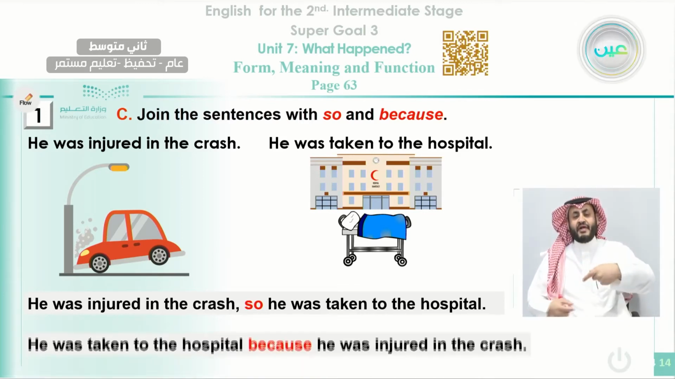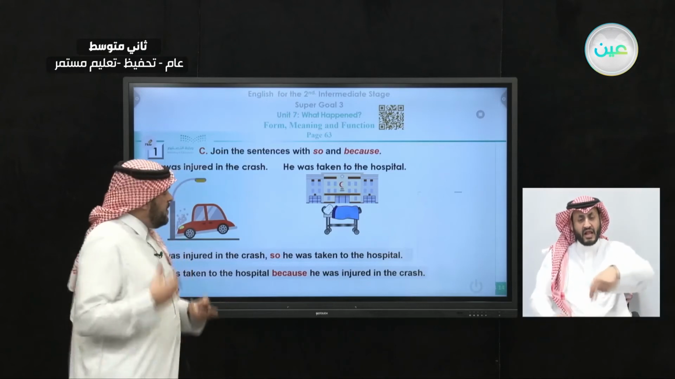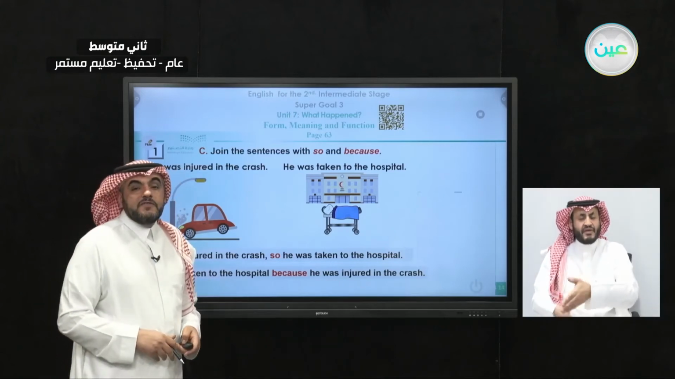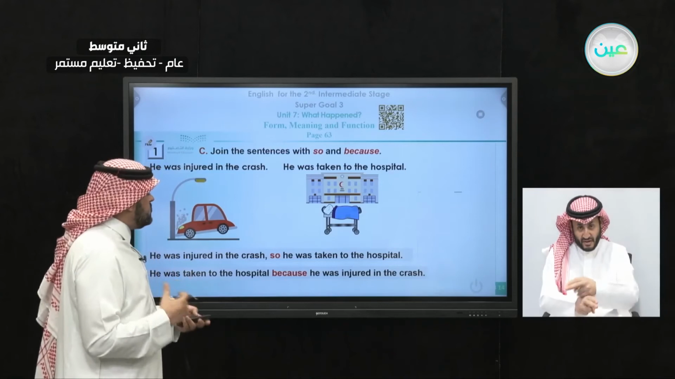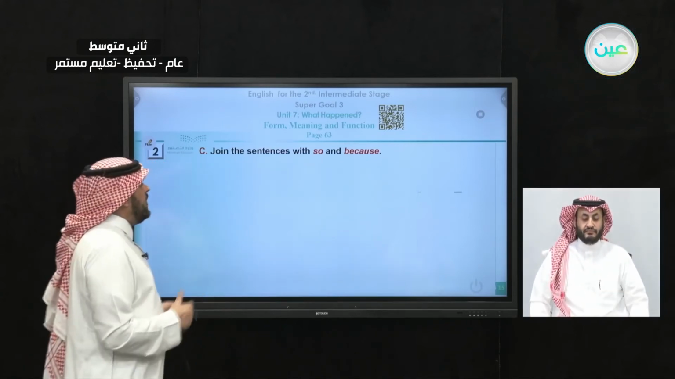And we can use because in the same way, but we can make some changes. He was taken to the hospital. Why was he taken? Because he was injured in the crash. So this is how we can use so and because. So is for a result, because is for a reason.